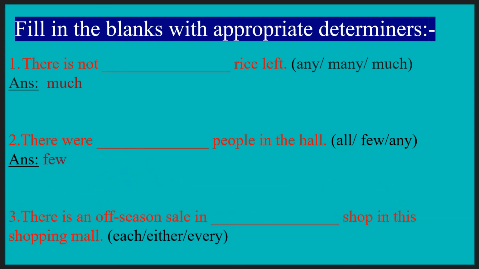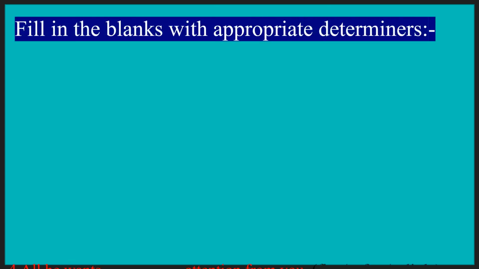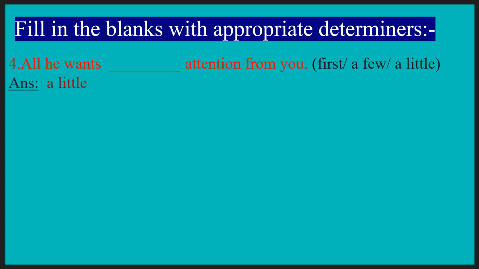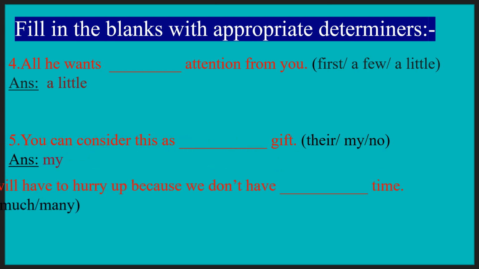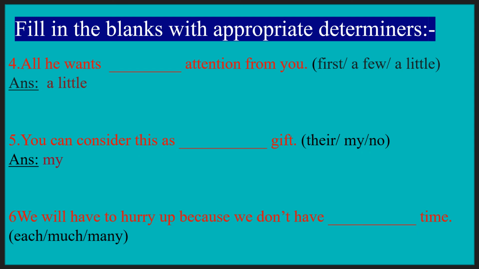There is an off-season sale in dash shop in this shopping mall. There is an off-season sale in every shop in this shopping mall. Every means all shops. All he wants dash attention from you. All he wants a little attention from you. You can consider this as dash gift. You can consider this as my gift. Next one, we will have to hurry up because we don't have dash time. Much time.